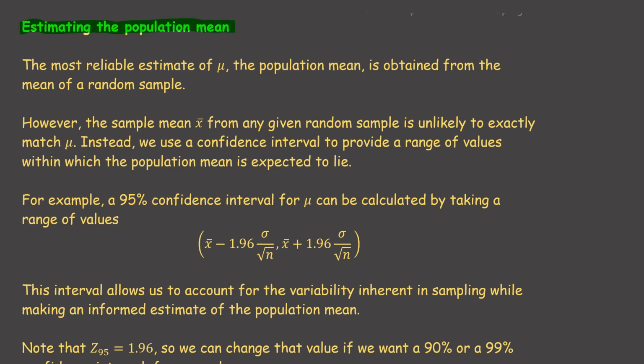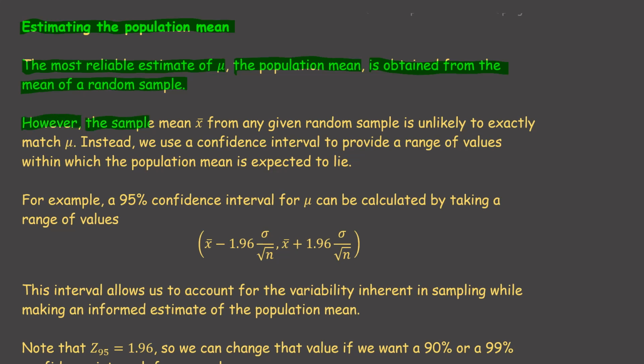Estimating the population mean. The most reliable estimate of mu, the population mean, is obtained from the mean of a random sample. And we've looked at this in the investigation and how when you take a larger sample, it's a better estimate and so on. But we've also looked at the fact that there's variability. And we saw in the investigation that we had one sample that was 225 and it was actually worse than the one of 25. So it is the best estimate that we have, but it's not always great.